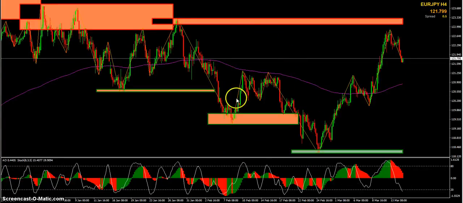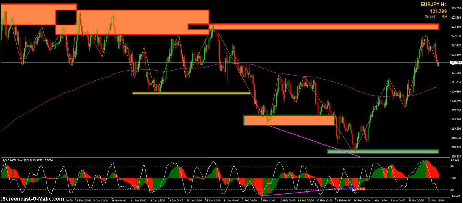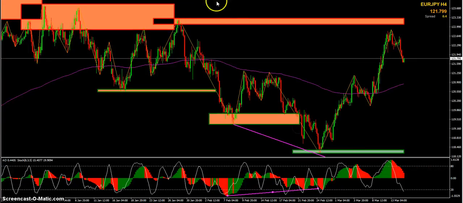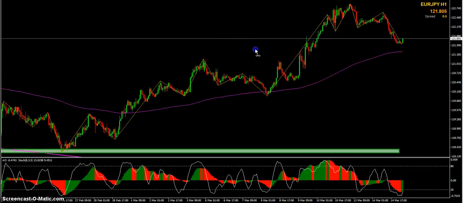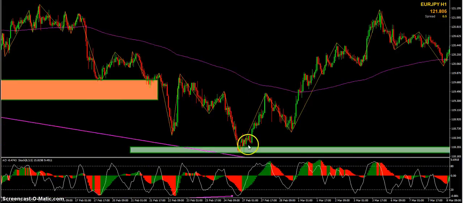We wanted to see the divergence on the 4 hour chart. We see our lower low in price and we see our higher AO. So now that we had that, we wanted to jump down to the 1 hour chart. If I scroll back to roughly where we're looking at back here, we can see our 1, down for 2, up for 3, down for 4, up for 5.